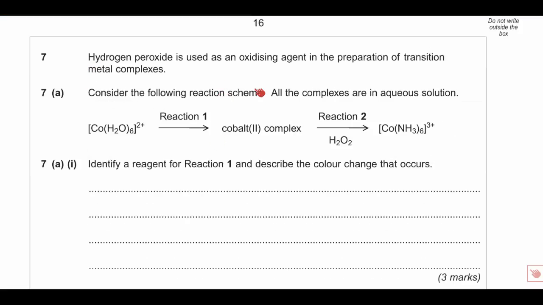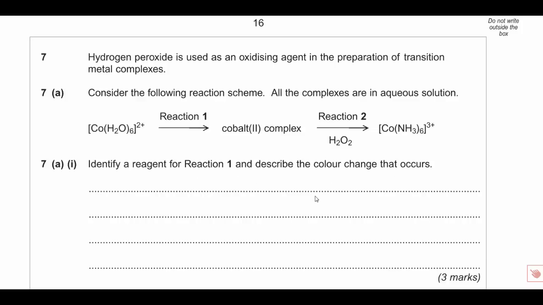Hydrogen peroxide is used as an oxidizing agent in the preparation of transition metal complexes. Consider the following reaction scheme. Start with our hexaaqua. We're reacting it to become the cobalt 2 complex, and then we're becoming the cobalt NH3 complex. Identify a reagent for reaction 1 and describe the colour change that occurs.